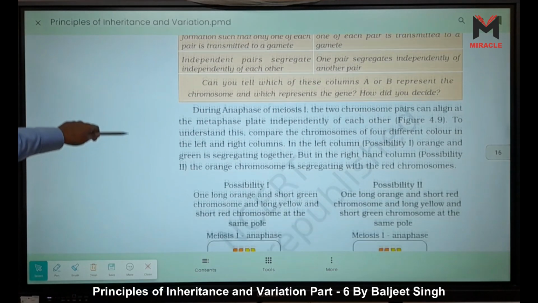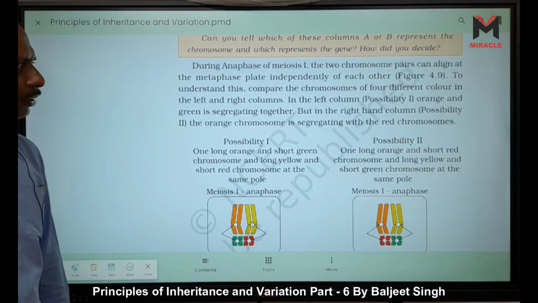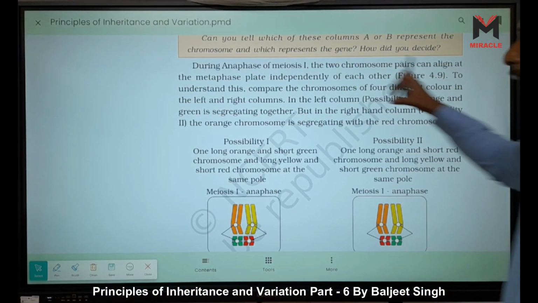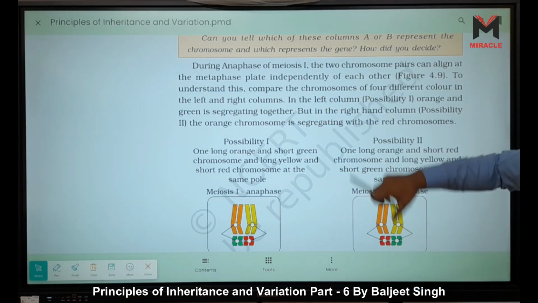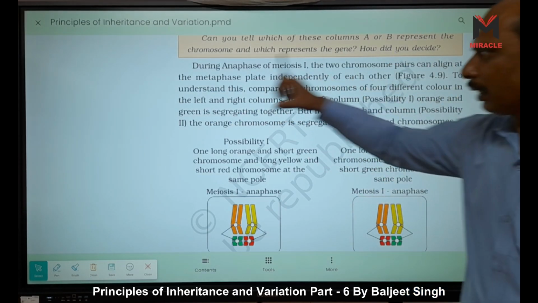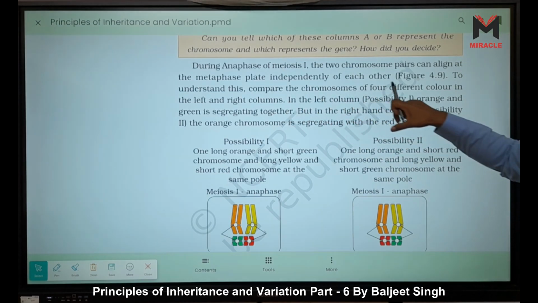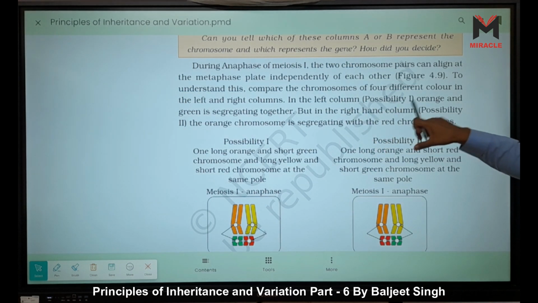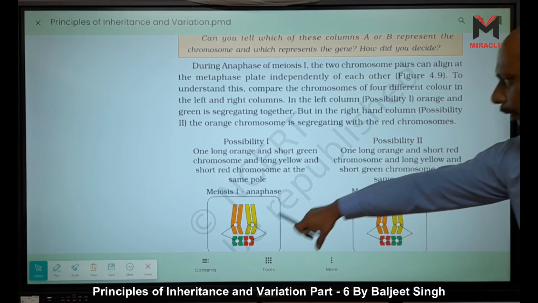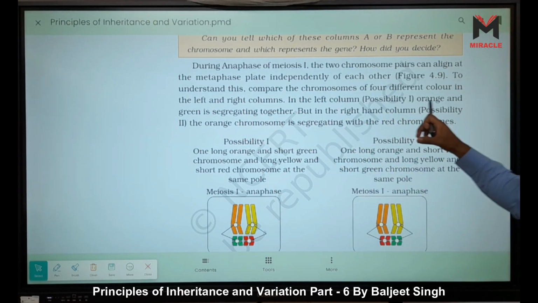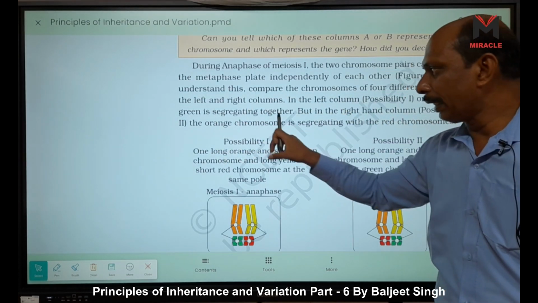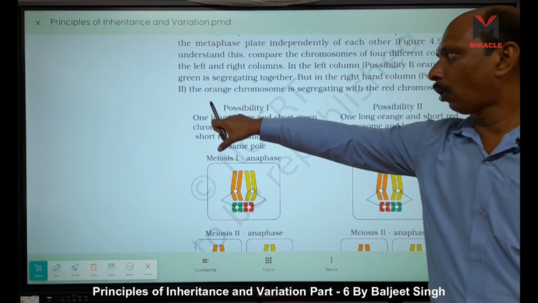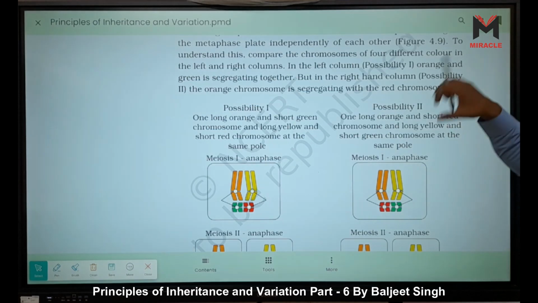Now here, during anaphase of meiosis first, the 2 chromosome pairs can align at the metaphase plate independently of each other. To understand this, compare the chromosomes of 4 different colors in the left and the right column. In the left column, possibility first is given, that is orange and green segregating together. But in the right column, possibility second, the orange chromosome is segregated with the red chromosome.